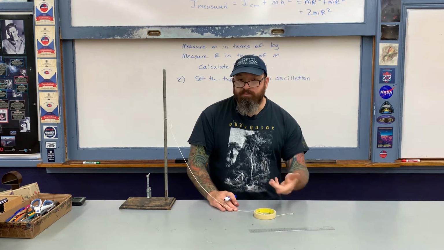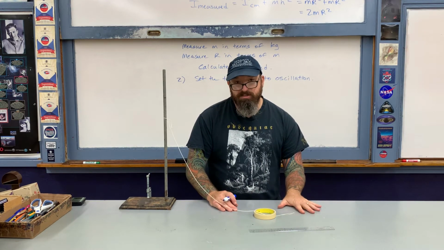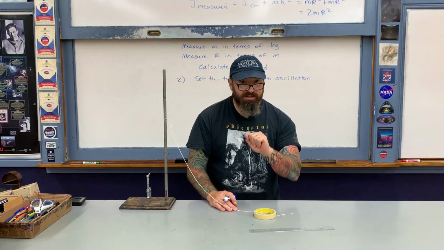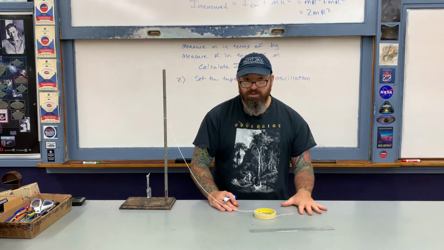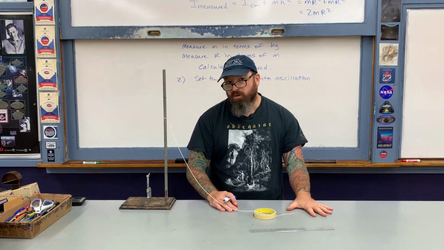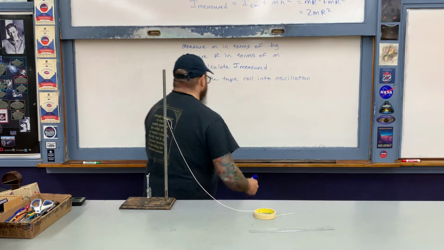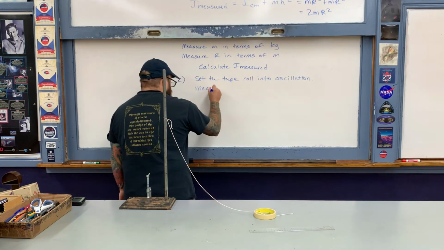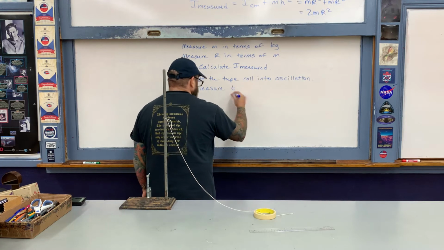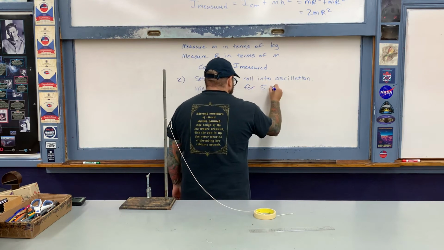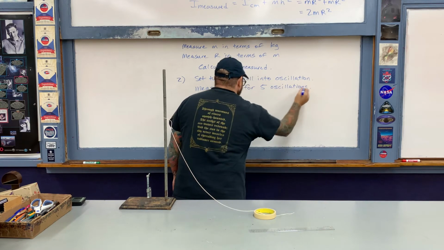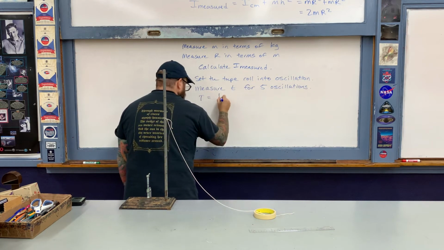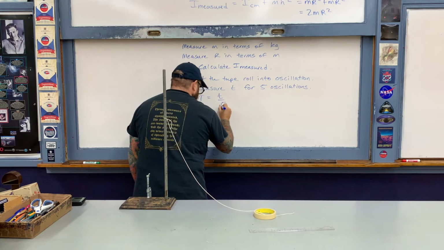And then with a stopwatch on your smartphone, measure the time necessary for 5 oscillations and make sure that you count the oscillations carefully. Don't accidentally measure the time for 4 or 6 oscillations. So then, measure, we'll call small t, for 5 oscillations. And therefore big T, the period, is equal to that time divided by 5.